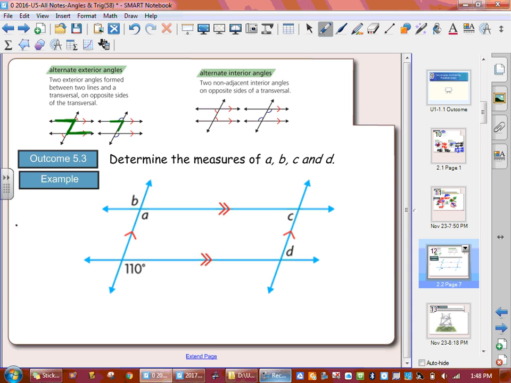Now, the word alternate means they're going to be on opposite sides of that transversal line. They're not on the same side of the street. Okay? So one guy's across the street. So they're showing us the diagram.